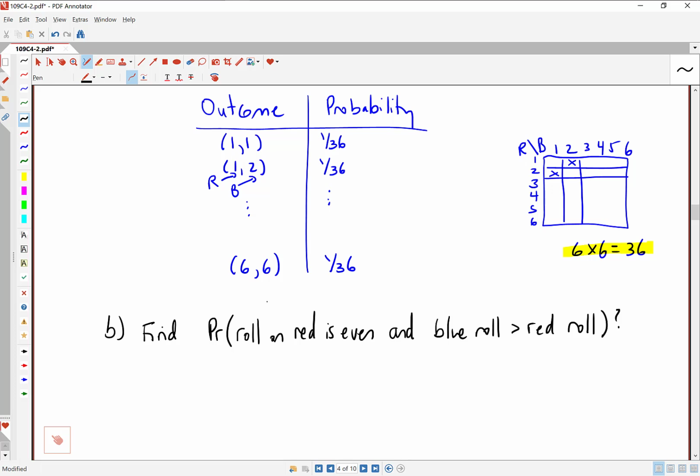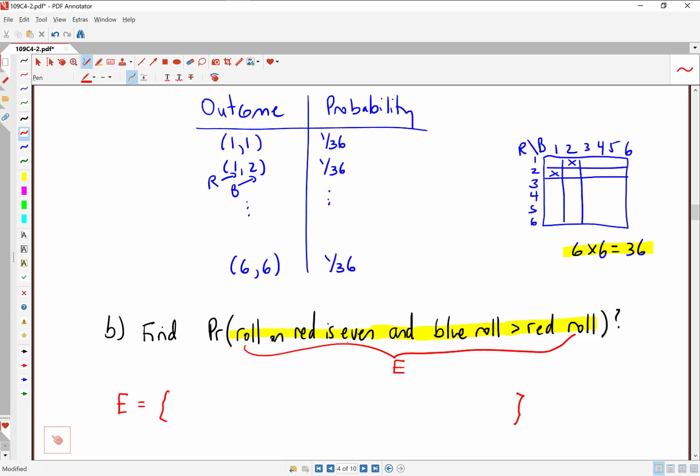So now let's use our probability distribution to actually do a calculation. We want to find the probability of a certain event. So here's our event. We want the roll on red to be even, and we want the blue roll to be greater than the red roll. So let's give this event a name. Often when we're talking about events, we'll call it capital E or capital F or something like that. So let's call this one capital E, and we'll start by just writing out the outcomes in E.